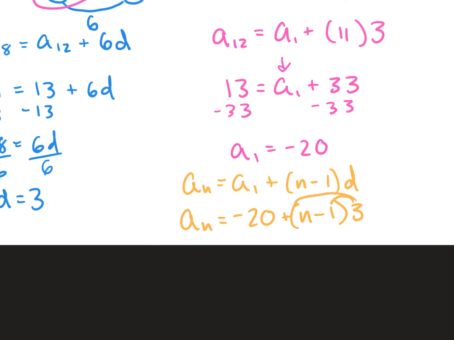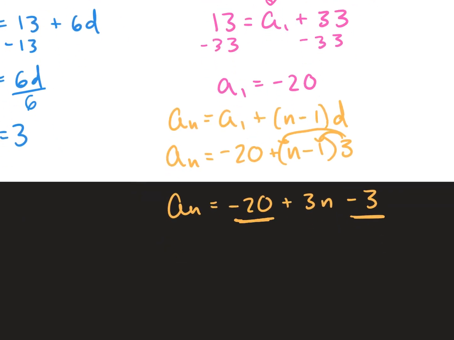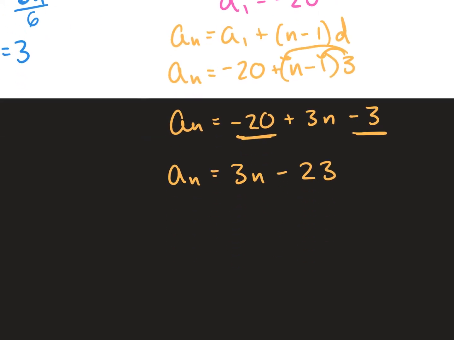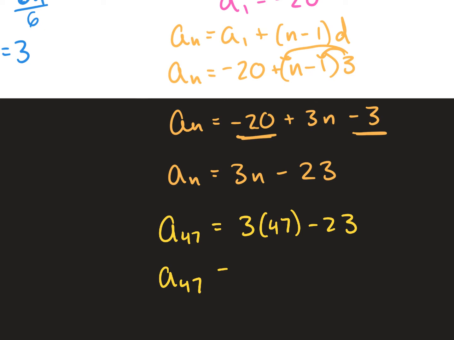Now I can simplify this a little bit. I'll distribute the 3. So a sub n is equal to negative 20 plus 3n minus 3. And then combine like terms. Be careful, these are on the same side, so it's not like you're adding 3 to both sides, you just add them, combine them together. So it would be 3n minus 23. And then the last thing it asks for is our 47th term. So we just plug in 47 into n. So 3 times 47 minus 23. What do we get? 118.